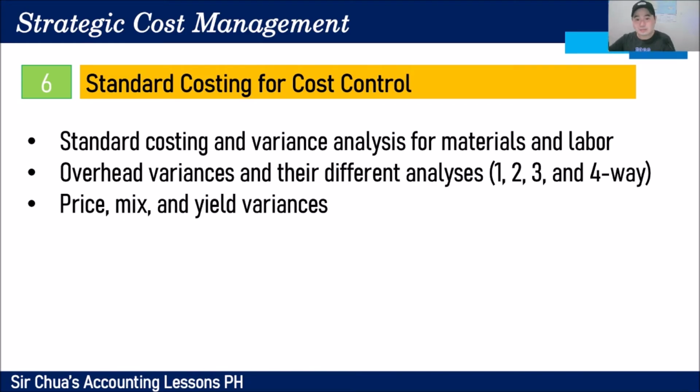Now we will be digging deeper into analysis. But of course, we will be going back to standard costing and variance analysis, also for materials and labor, and your overhead variances in one-way, two-way, three-way, and four-way.